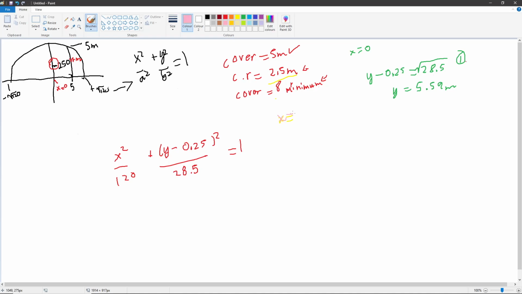You should be able to see that when x is equal to 10, that's when you find the y for the changing room height. And that will give you 100 over 120 plus (y minus 0.25) squared over 28.5 is equal to 1. And you're going to do all your lovely math skills from year 12 to figure out that y is equal to 2.43. If you got something different, then you're wrong. I'm right, so go back.